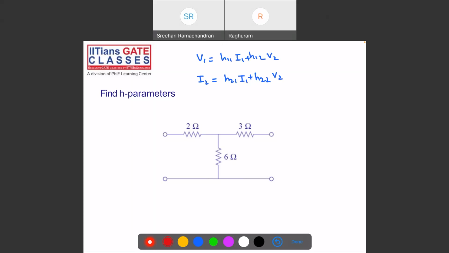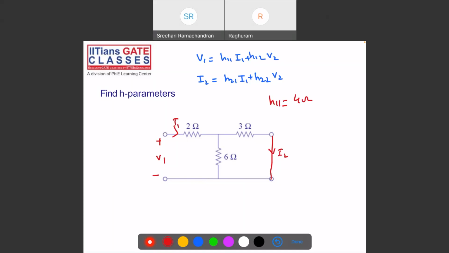Okay, V2 is 0, short this. So this is I2, V1, I1. V1 by I1 is H11. H11 is 6 and 3 in parallel, which is 2, and 2 and 2 is 4 ohms directly.